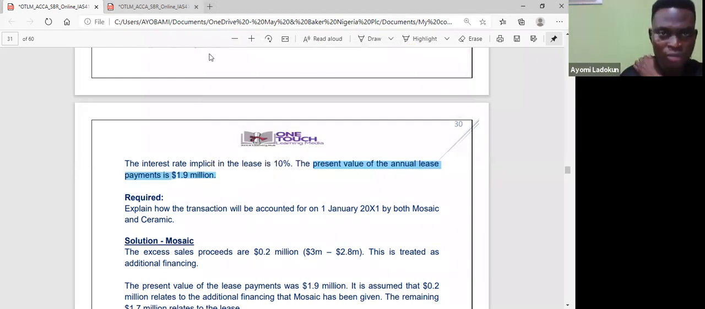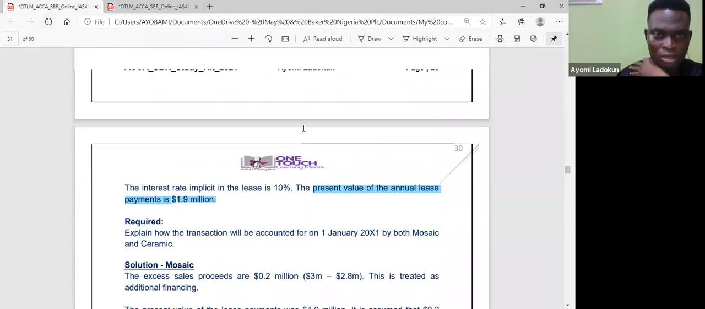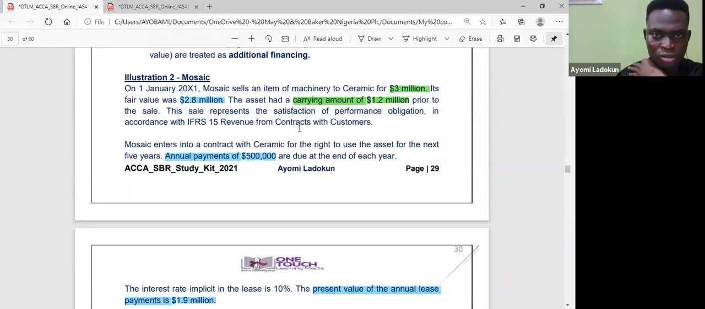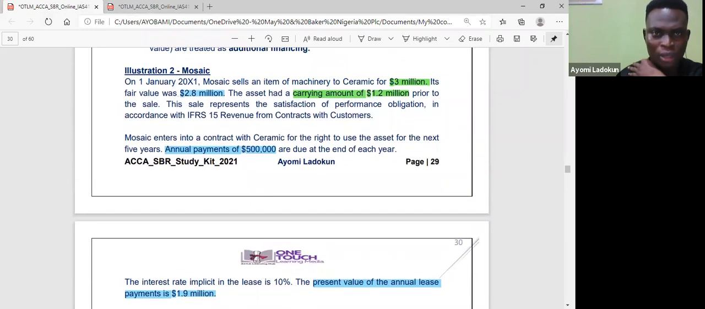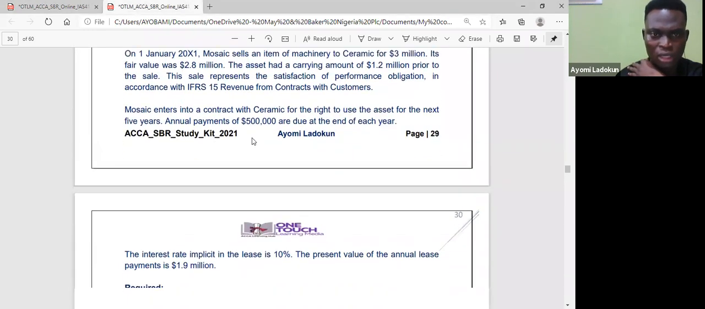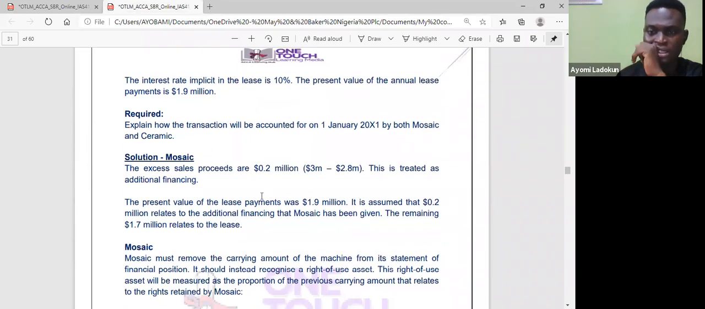So what do we do here? Now, let me just put this on the question. So what do we do here? We still do the same. The only thing is, you're going to look for the difference between the fair value and the sale. The fair value was 3 million. We sold at 2.8. So that difference is treated as additional finance.